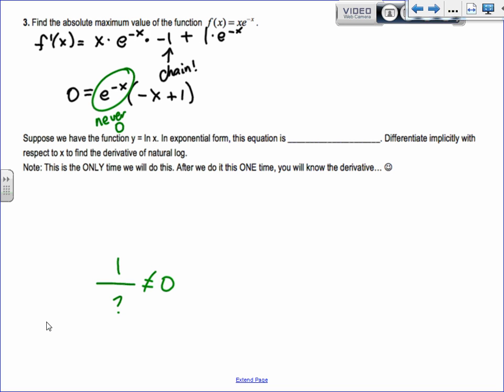Okay. All right, so then I have my negative x plus 1. Well, that could equal 0. So x equals 1. So at x equals 1, something is happening. So what we do is we put it on a number line.